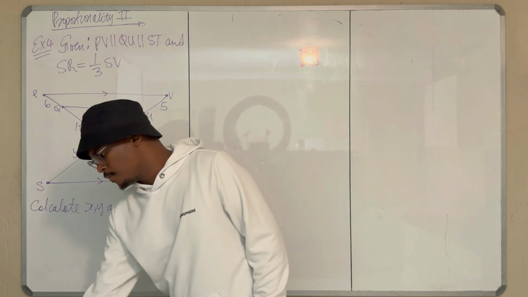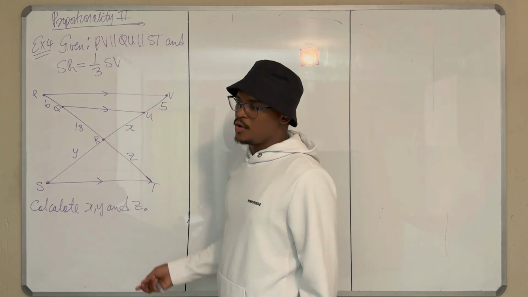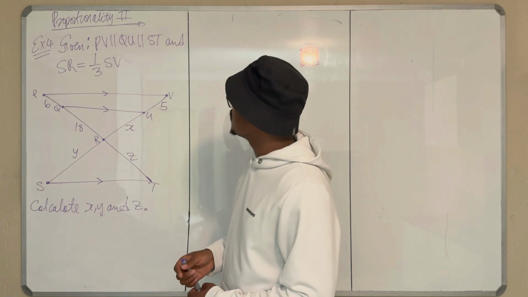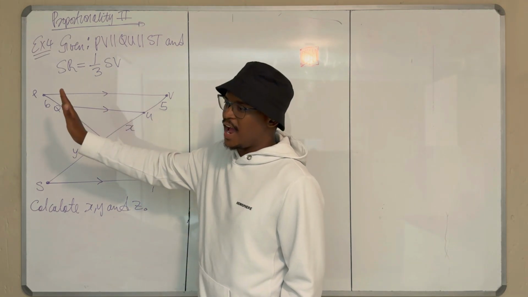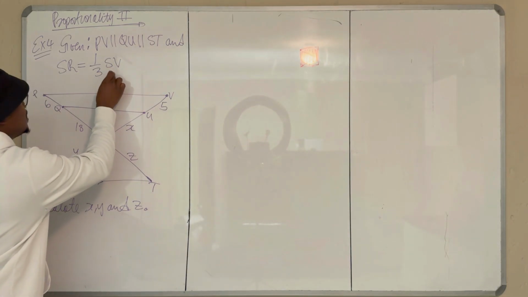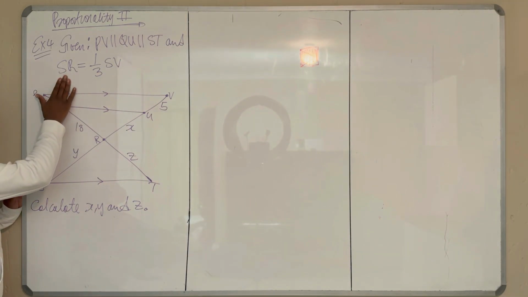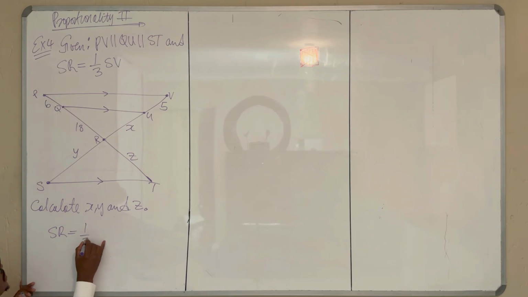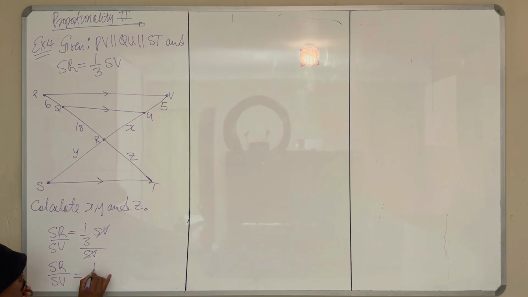No problem. We can see the parallel lines. So what does this mean? The easy way to work with this is to isolate the letters together and leave the numbers together. Divide by SV so that SV is on this side. You have SR is equal to 1/3 SV, so you divide by SV on both sides, and SV goes away. So your SR over SV is equal to 1/3.